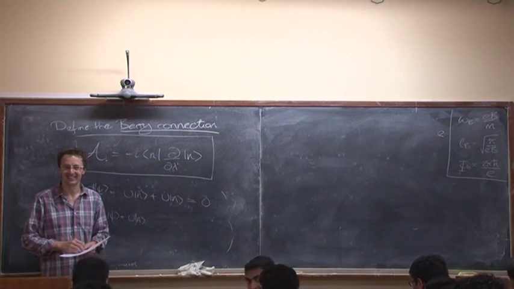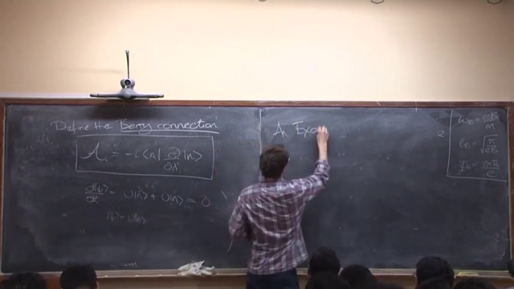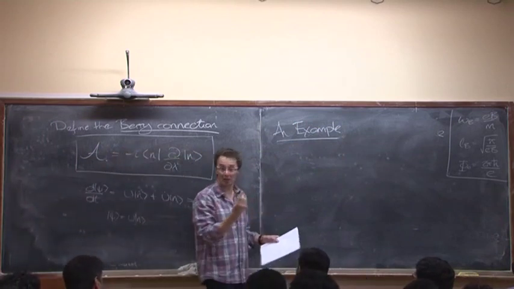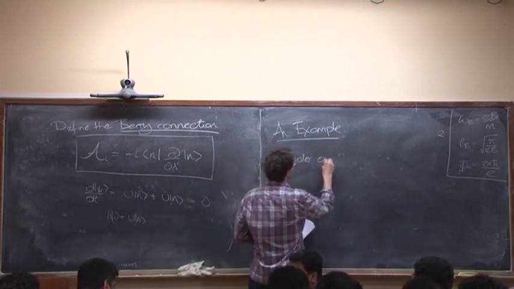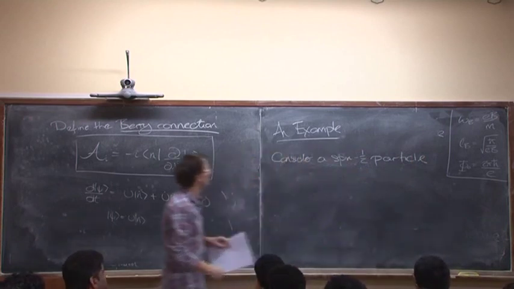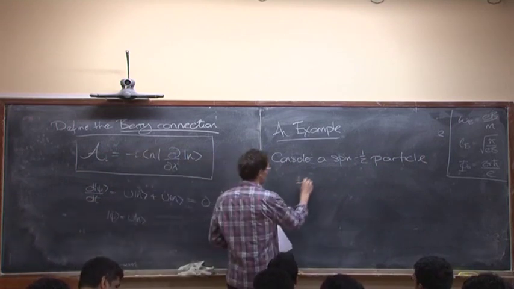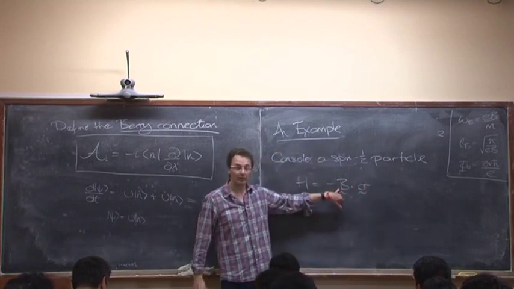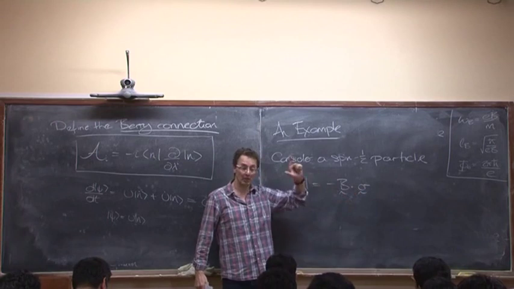Let's see the example. The example is very simple, and it should be simple enough so we can actually figure out what's going on. It's just a spin half particle, so it has two states, up and down. It's a two-state Hilbert space, so the Hamiltonian has to be a 2x2 matrix. It's the Hamiltonian for a spin half particle in a magnetic field. B is the direction of the magnetic field, and sigma is just the Pauli matrices. This has two eigenstates, plus B and minus B.